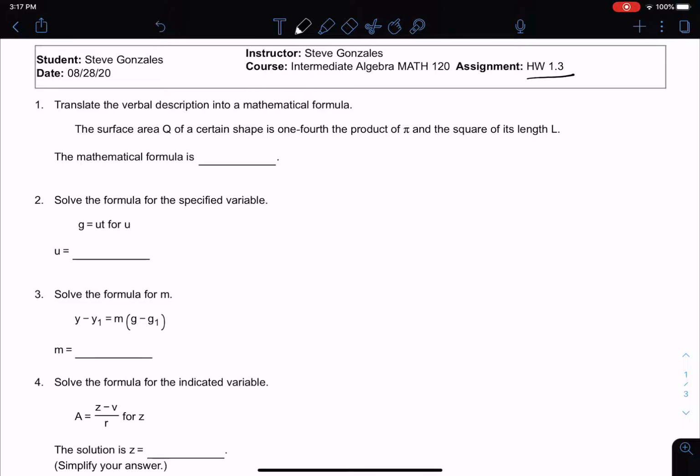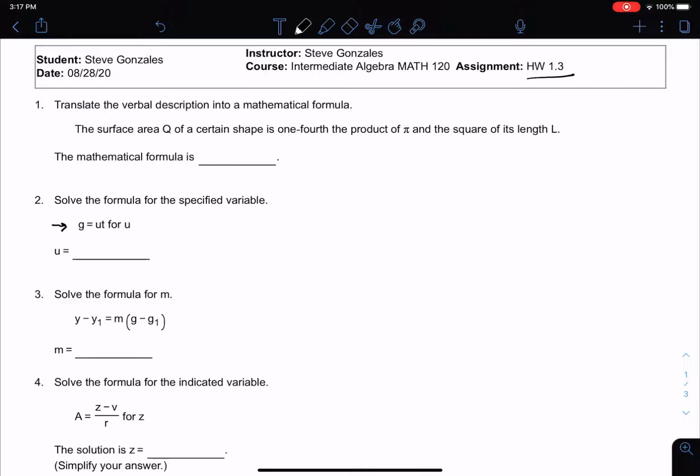So the first problem is, the point of this section is translating from an English phrase into mathematical language, a mathematical equation or formula. But really what's going on is, can you take an equation that has all variables in it and isolate one specific variable? Pick out the variable you want to isolate. The rules for solving are exactly the same as solving equations that have coefficients, numbers, constants, and variables.